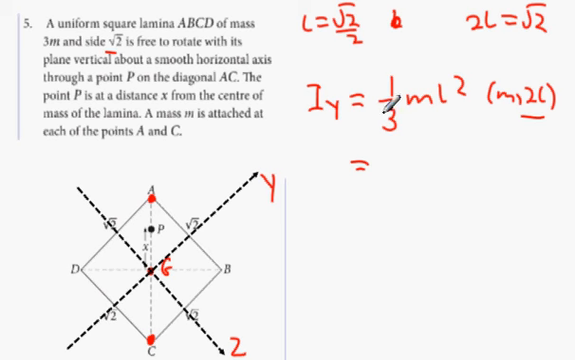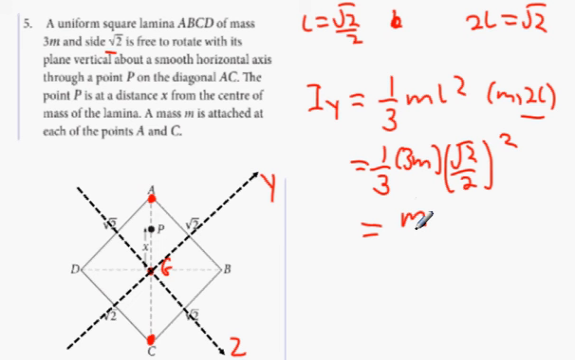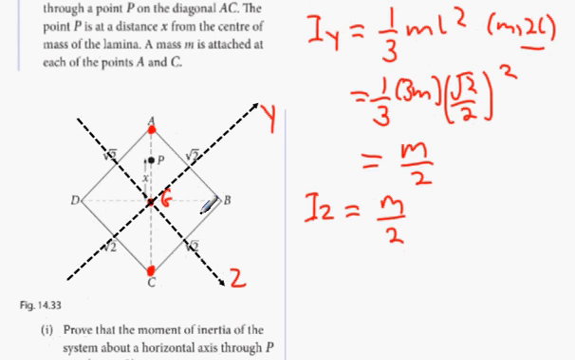Change this formula into a third times 3m times L squared, which is root 2 over 2 squared. Multiply that out, and it gives you m over 2. By symmetry, I of z is the same thing because it's a square. Once again, these forms are for this type of rotation. We want this here, so we need the perpendicular axis theorem.